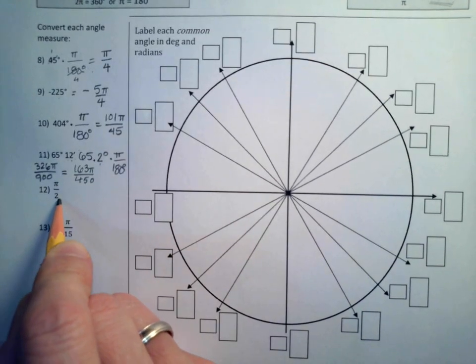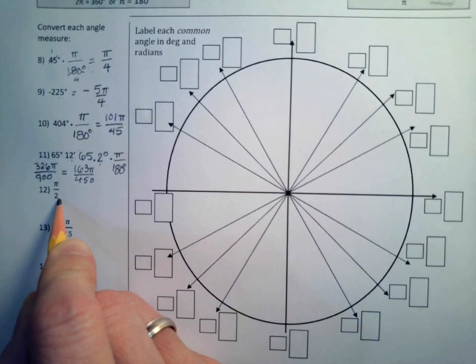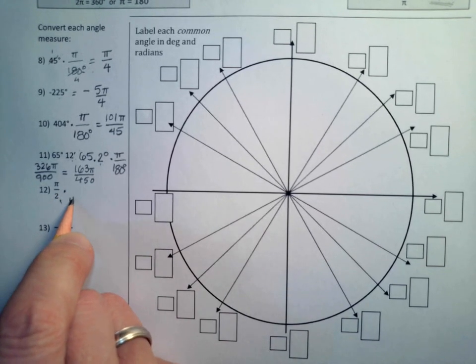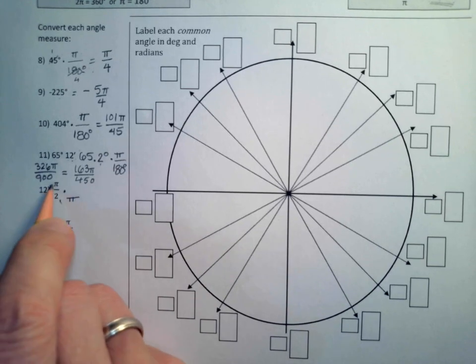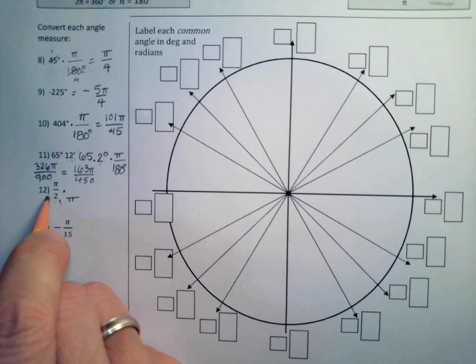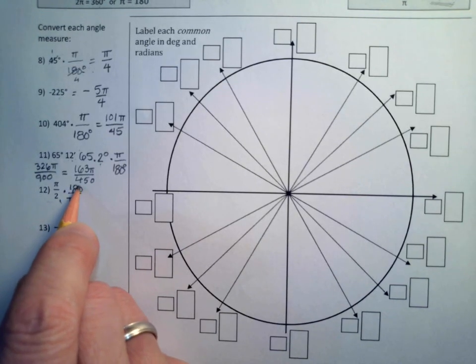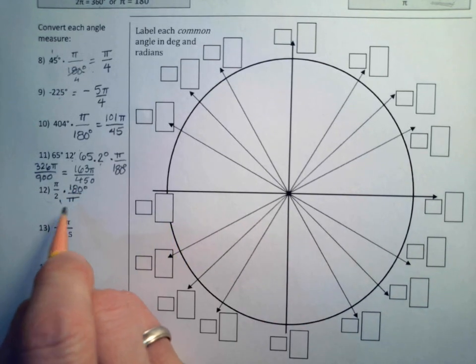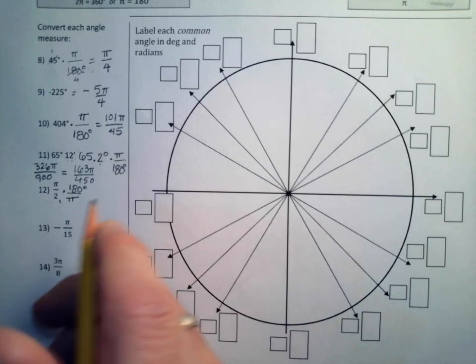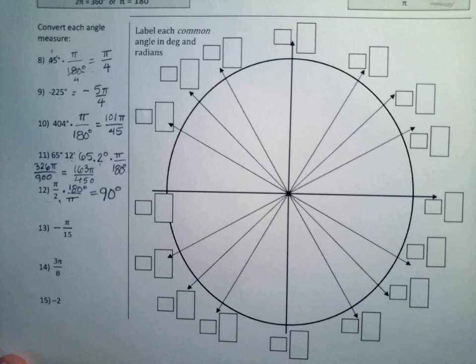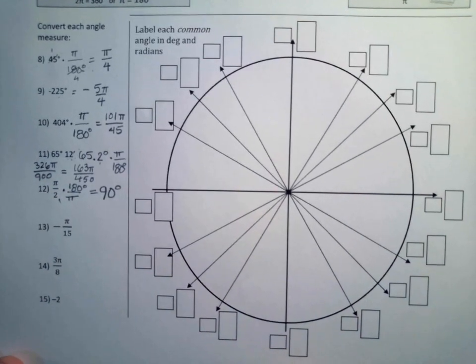So pi over 2. Hopefully at some point you can just know what pi over 2 is equal to. But in the meantime, I know this is radians because there's no degree symbol, so I'm going to put my pi radians downstairs, 180 degrees upstairs. We could reduce these. This will be 90 degrees. But hopefully at some point, with pi over 2, you'll just know that that is 90.